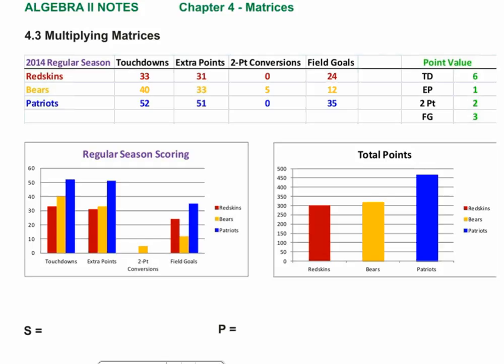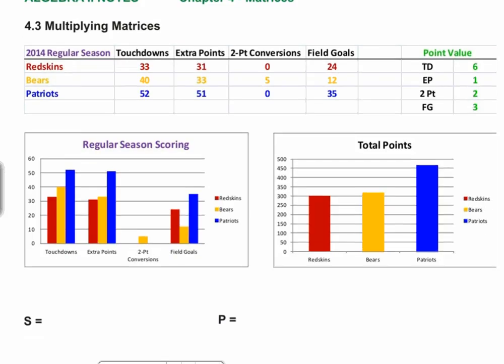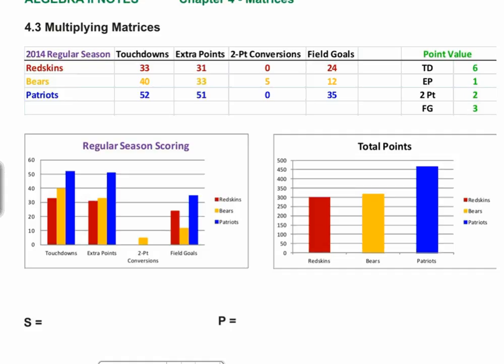Okay, just curious. Super Bowl champs last year: 52 touchdowns, 51 extra points, no two-point conversions, and 35 field goals. I guess the bottom line is with the Bears, they needed all those tries for the two-point conversions, and nobody else did. All right, and then on the right-hand side, I made a table of the value, right? A touchdown in the NFL, in case you didn't know, is 6 points, and an extra point is 1, and a two-point conversion is 2, and a field goal is 3 points.